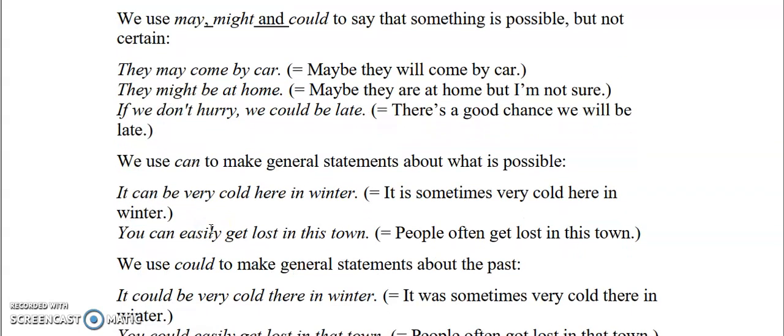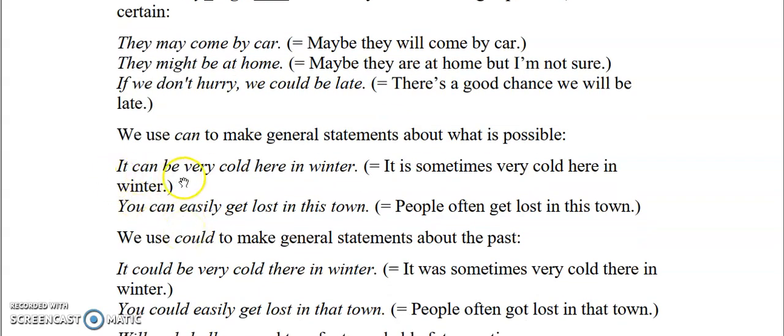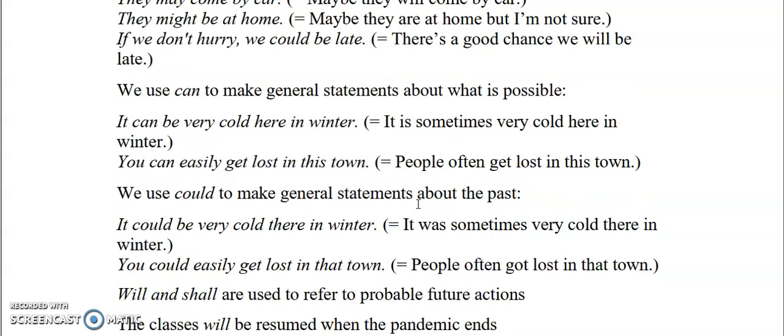We use can to make general statements about what is possible. It can be very cold here in winter. It is sometimes very cold here in winter. You can easily get lost in this town. Okay, this is the interpretation: people often get lost in this town. We use could to make general statements about the past. It could be very cold there in winter. It was sometimes very cold there in winter.